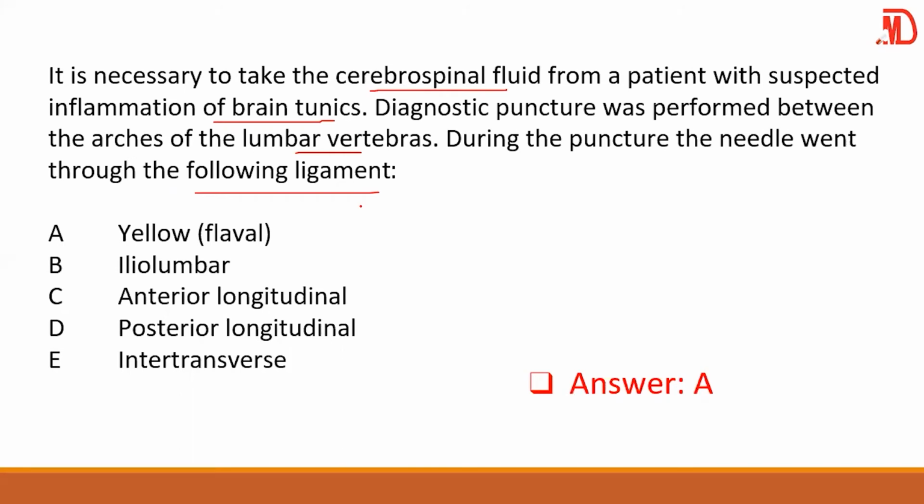Ligamentum flavum. This is a short but very thick ligament that connects the laminae of adjacent vertebrae, from C2 to S1. And it is the widest in the lumbar region. So at times when you do a puncture over there, you can hit this ligament. So over here we are looking at A, ligamentum flavum.